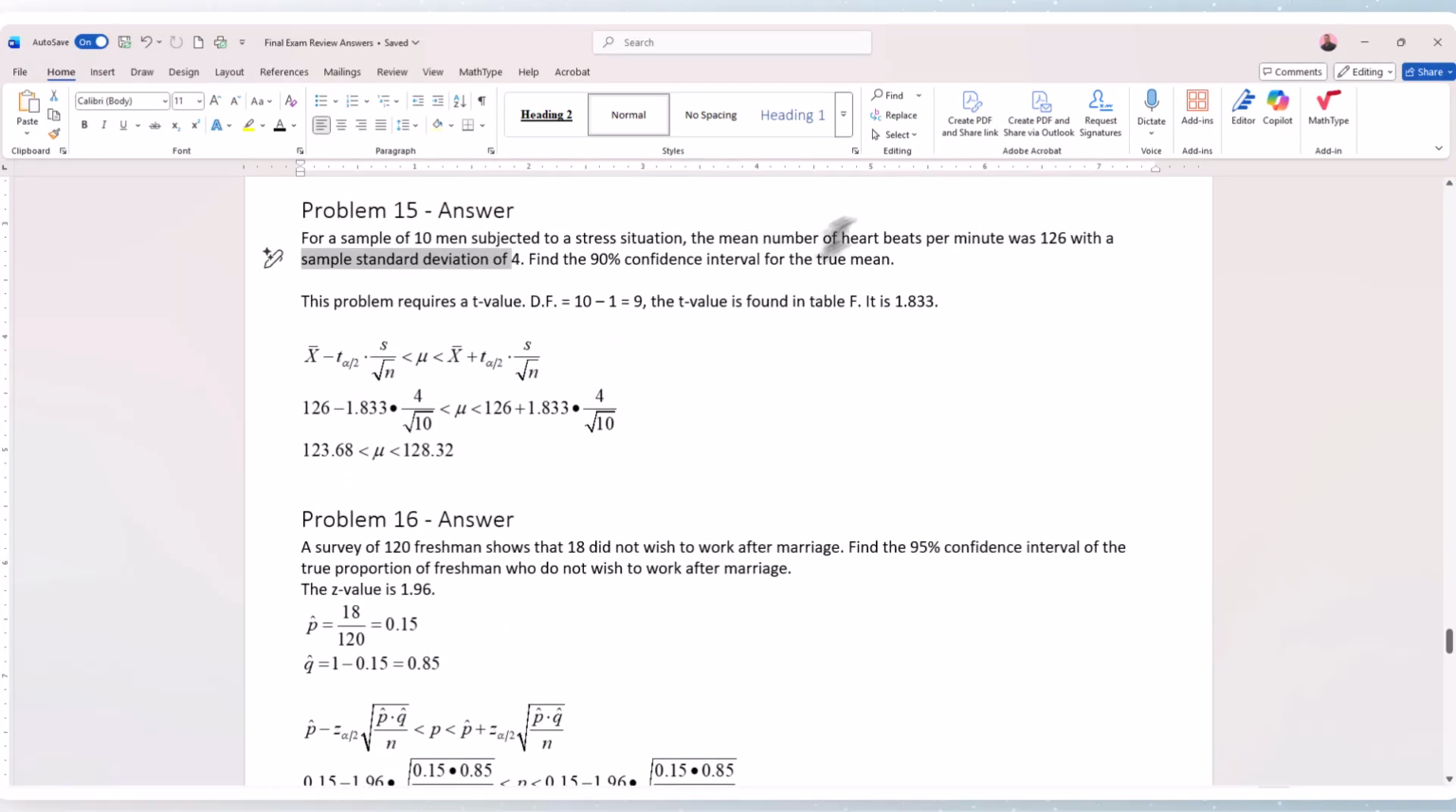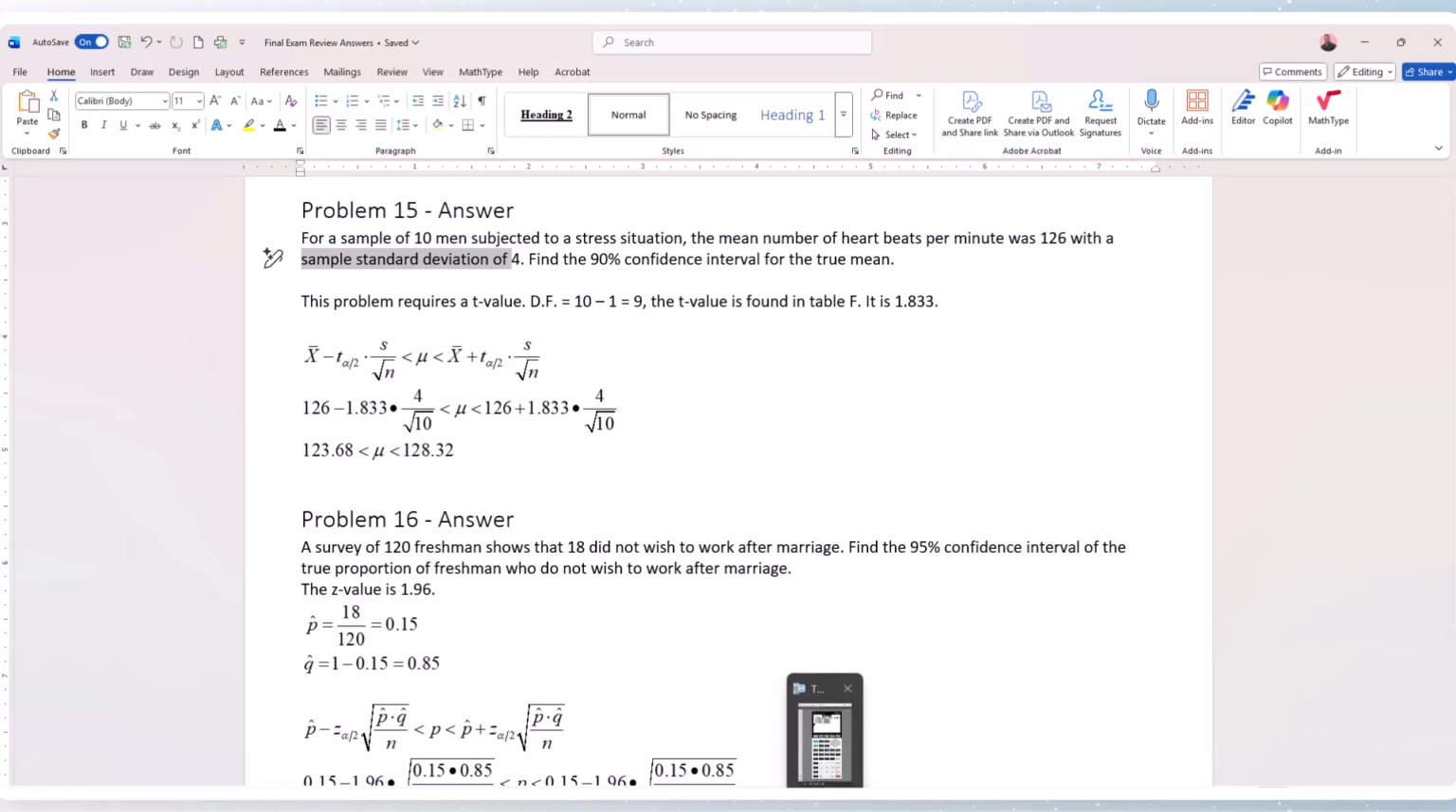So now we just plug in all the information. X bar is 126. T-value 1.833. Sample standard deviation is 4. Sample size is 10. We calculate to get the mean between 123.68 to 128.32.